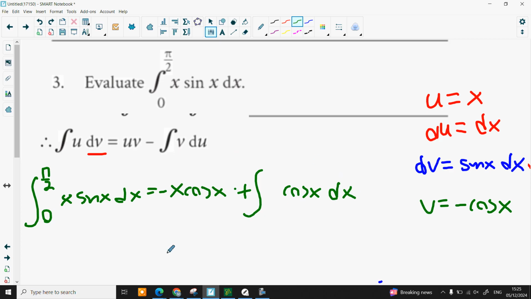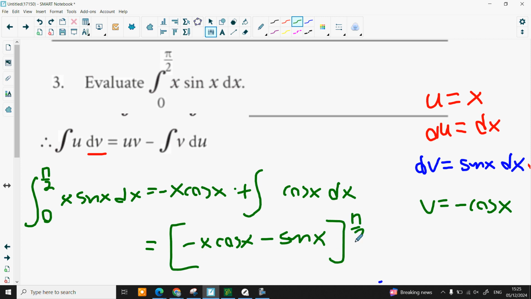So what happens when we integrate cos x? What do we get? We get sine x, do we? And we get that for pi over 2 and 0. Okay.